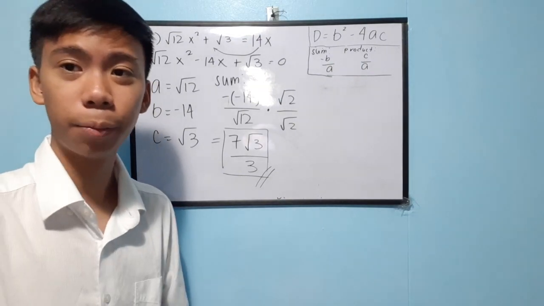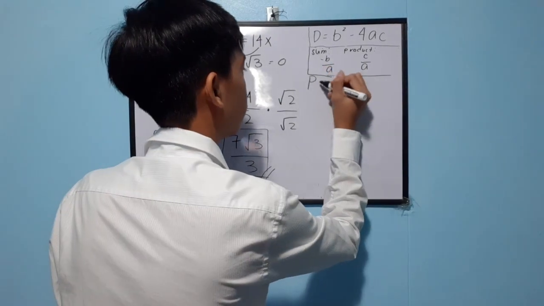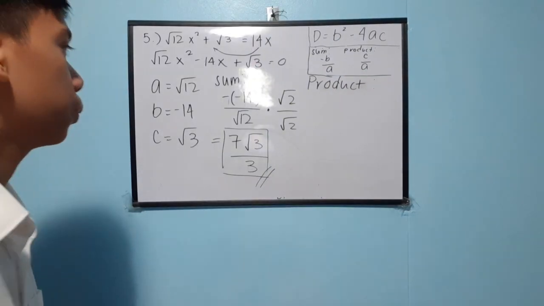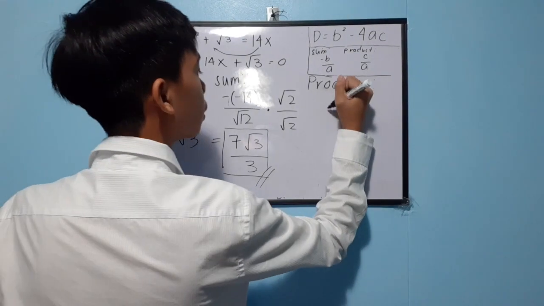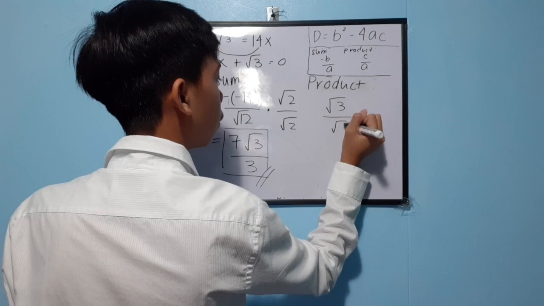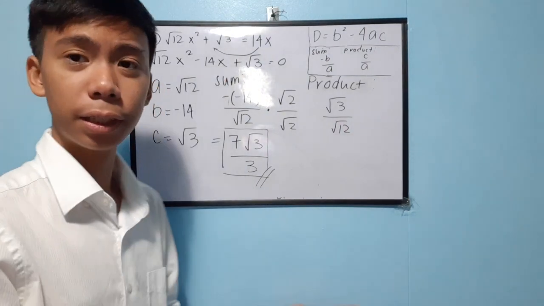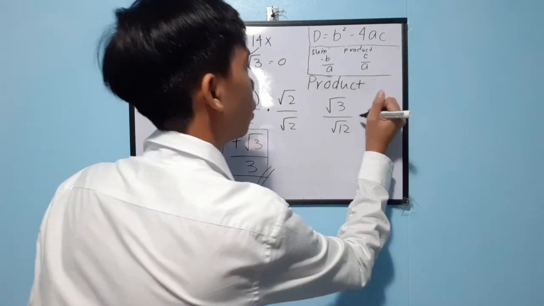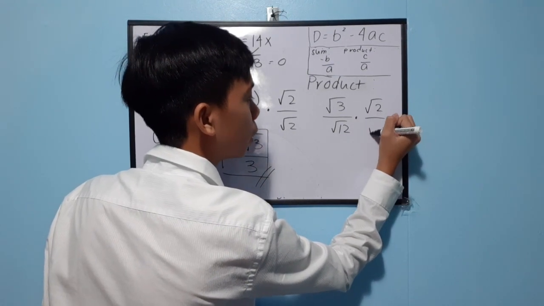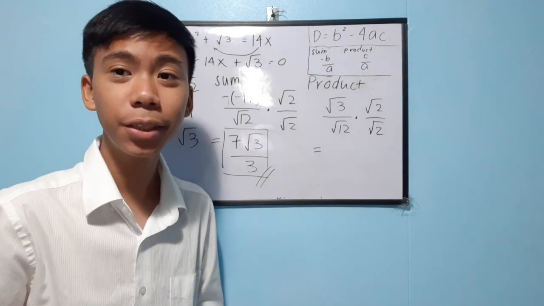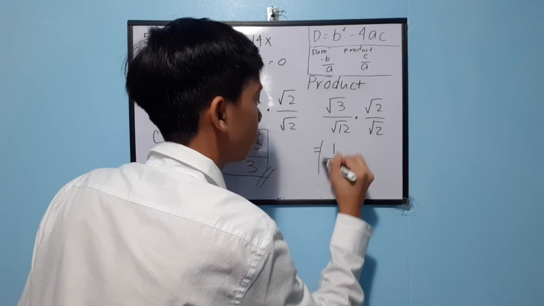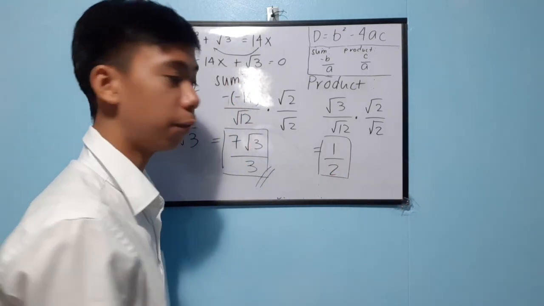Now let's move on to the product. So we need to put square root of 3 over square root of 12. So to solve this again, we need to multiply this to square root of 2 over square root of 2. So now the answer to this will be 1 over 2. So here's the final answer for the product.